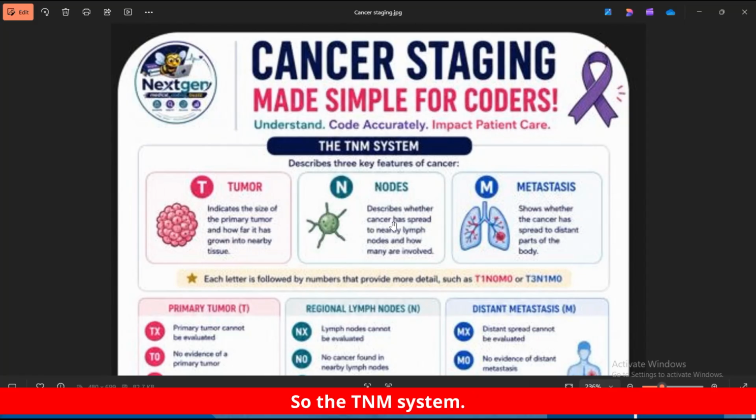So the TNM system. What is T here? T means tumor, N means nodes, and M means metastasis. So what is a tumor? Tumor, or T, indicates the size of the primary tumor and how far it has grown into nearby tissue. Whenever we code a malignant neoplasm, by default we take it as primary if the documentation does not contain any secondary. So it is the primary neoplasm where the cancer starts, which is T.